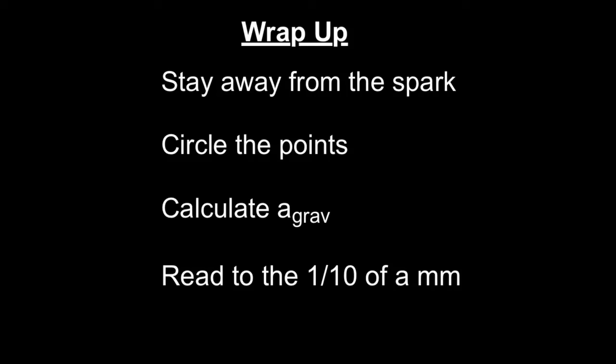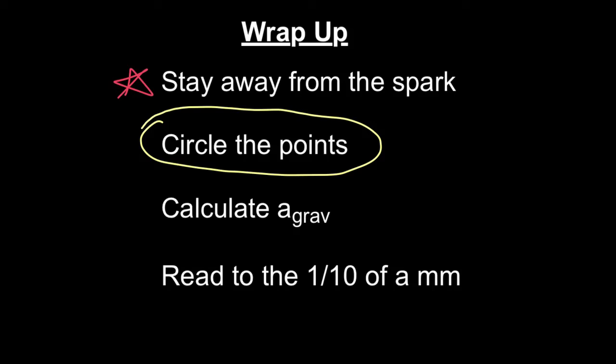So in conclusion, very important, stay away from the spark. Don't want anyone to get zapped. Circle all your points that you're going to use. Otherwise you risk knocking them over, creating some other random point that you don't want. You're going to calculate acceleration due to gravity. A couple different ways to do this. And always, always, always remember to read to the 10th of a millimeter. So I hope that makes sense. Please go through, read your lab handout while watching this video, and ask any questions you have in lab.